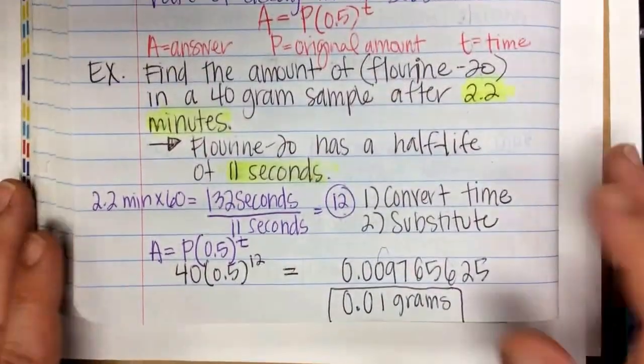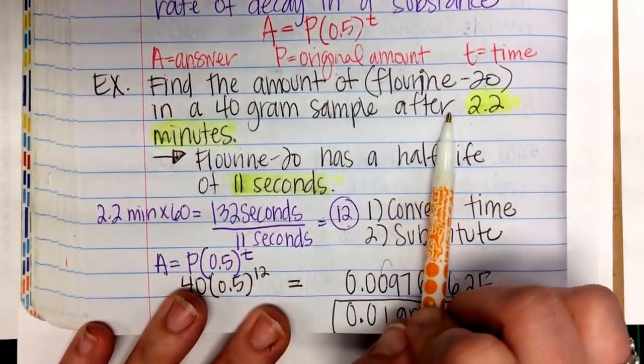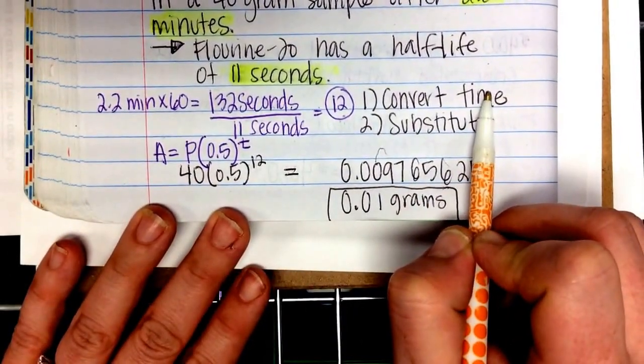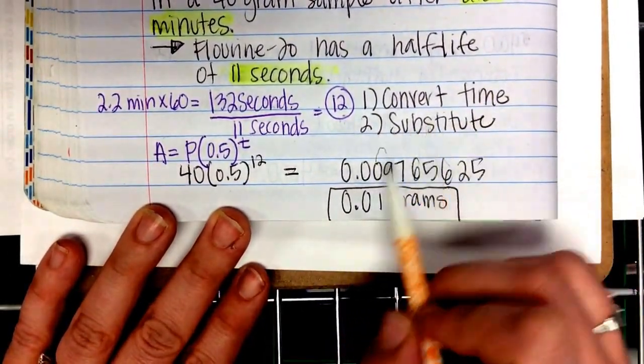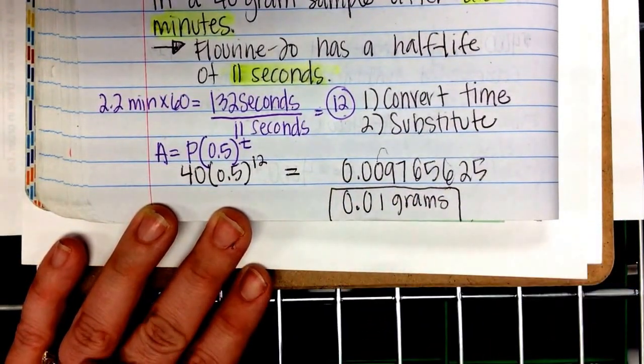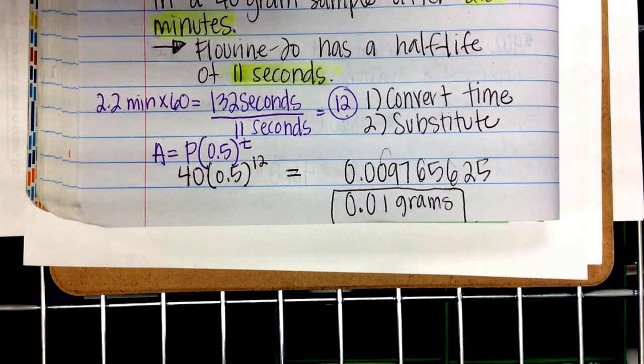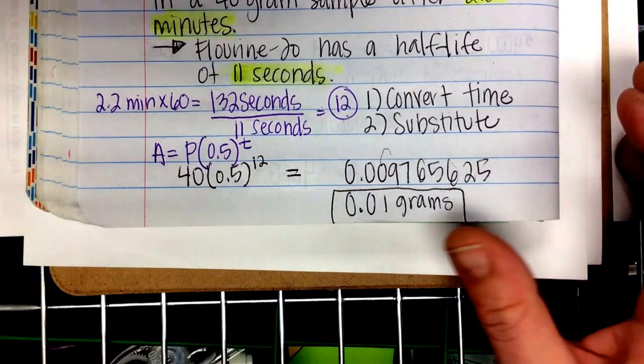So again, to use half-life, you need to convert your time. Then we can substitute to find our answer. Yesterday, all of our answers increased. They got larger. Today, all of our answers are going to decrease. They're going to get smaller.